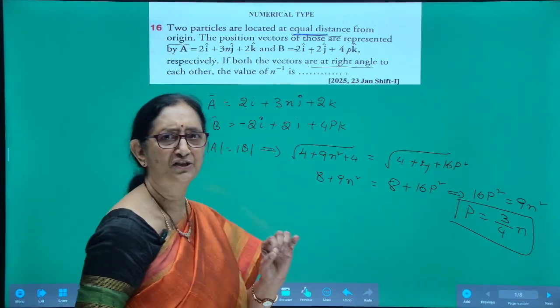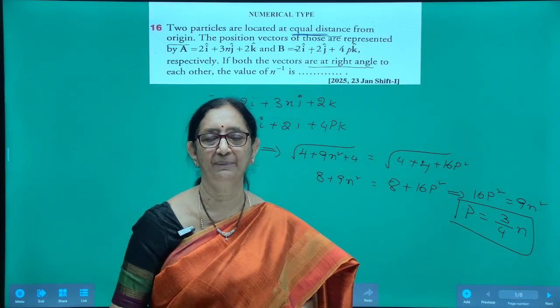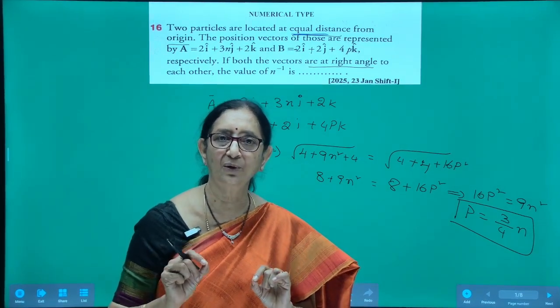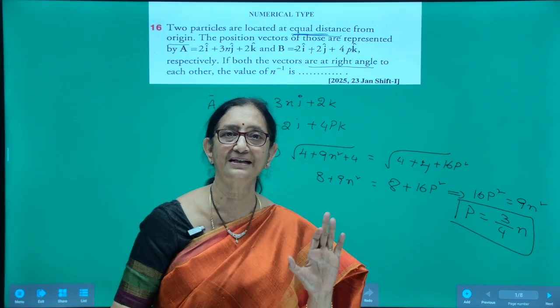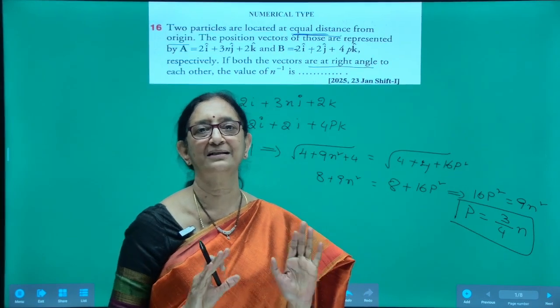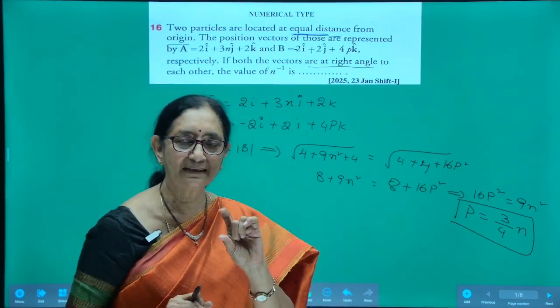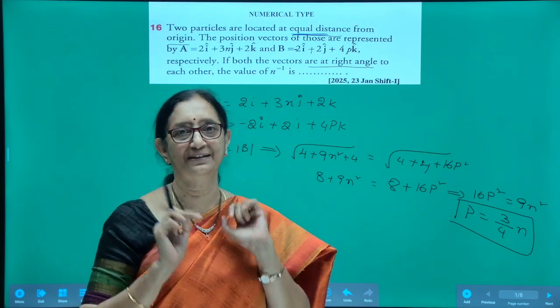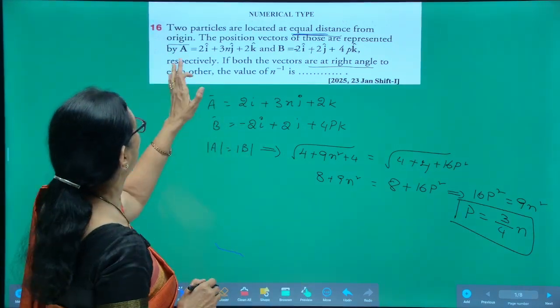That is just from the first statement. Two points are located at equal distances from the origin, so the magnitudes of their position vectors are equal. That conclusion is drawn from the first sentence. Coming to the next one.